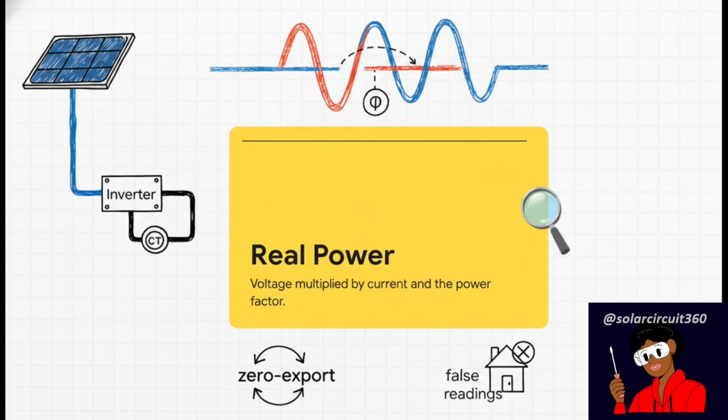Take a look at this equation. Real power actually equals voltage times current times the cosine of phi. That cosine of phi is the power factor, the phase difference. V and I are your true average, or RMS, voltage and current. Now, your CT sensor only measures current flowing in a single direction, but the inverter has to mathematically rebuild the total power using both those voltage and current waveforms. So power isn't just a simple multiplication. The timing of those waves is absolutely critical.